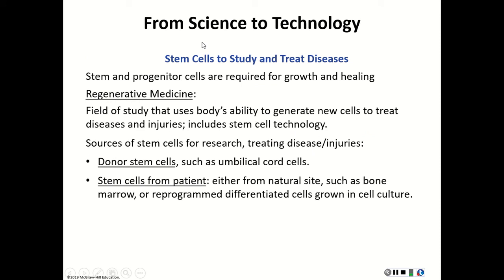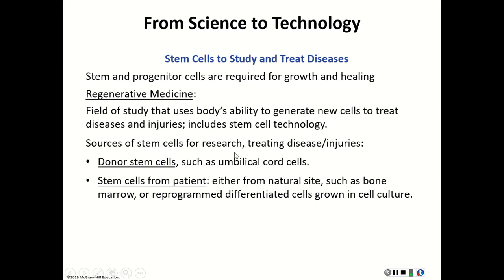So how can we use stem cells to study and treat diseases? Okay, we need stem cells and progenitor cells for growth and healing. Okay, we are continuously making, or in the need of making, fresh cells throughout our life. Regenerative medicine is a field of study that uses the potential of the body to make these new cells to treat diseases and injuries, and this includes what is known as stem cell technology.